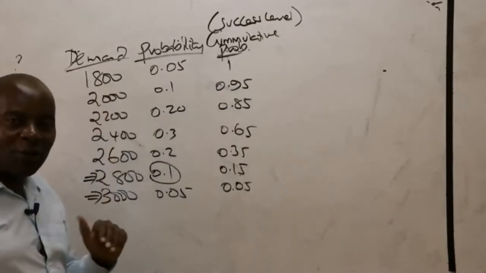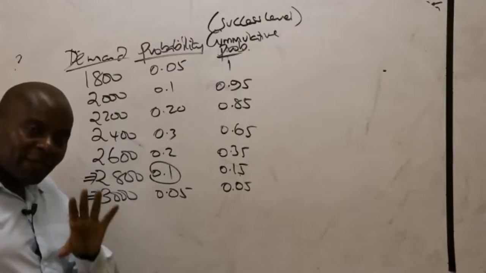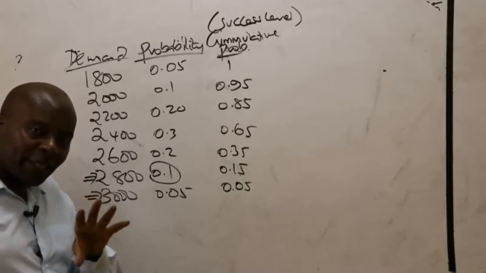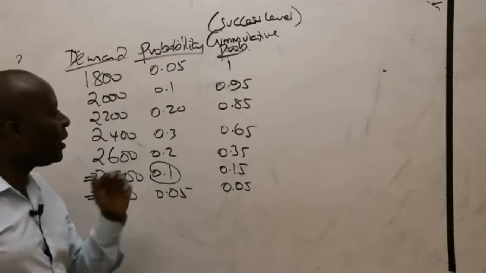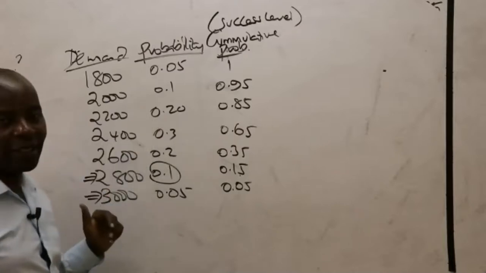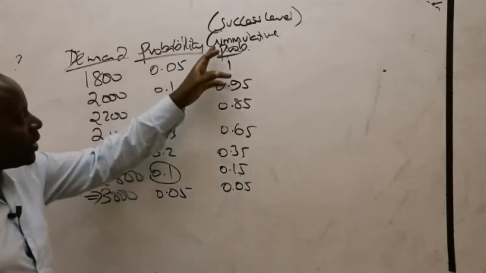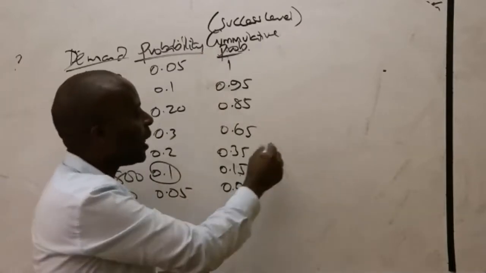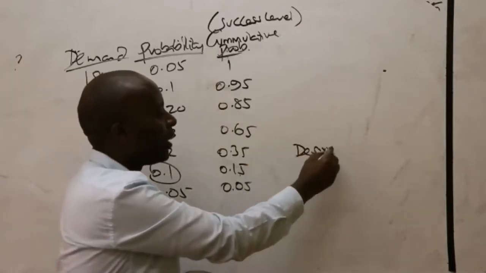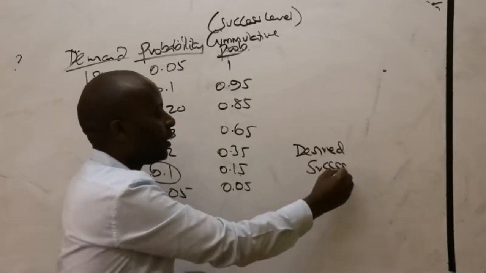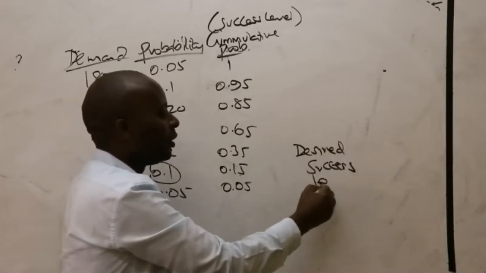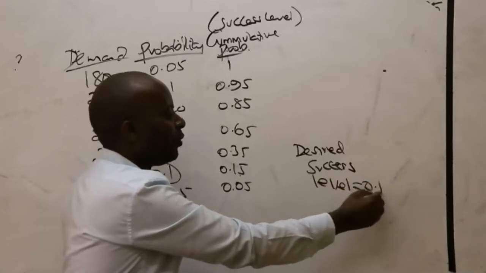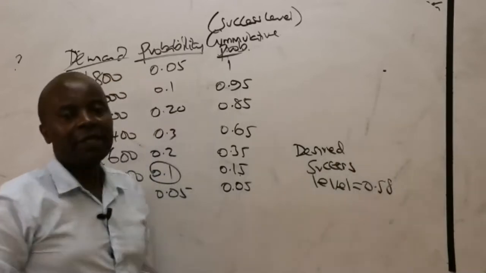If you want to succeed 100%, stock very few items. If your success is being measured in terms of the ability to sell everything, then you'll be guaranteed of selling everything. But remember, they don't want these success levels. There is a desired success level. The desired success level is 0.58.